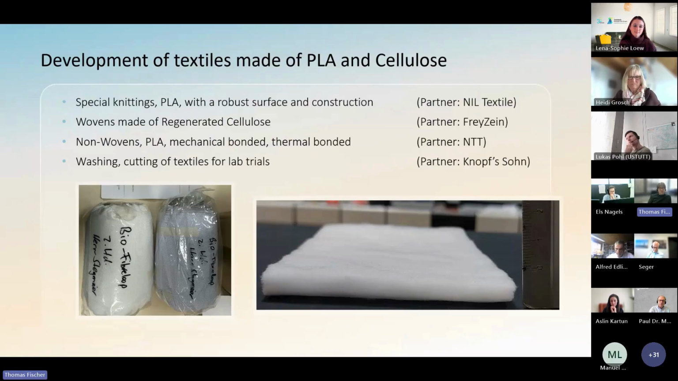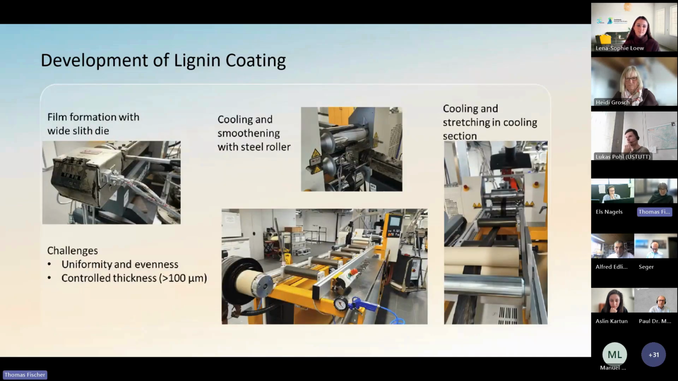In addition, we use PLA and cellulose, as I told you. Here we don't start with the spinning, but we use material and then we go into the process. And we have different processes. That's also a challenge for the digital twin. So we have non-woven materials, we have knitted materials, we have woven materials. So we have the variety of textile production processes here in our project. Here you can see some pictures of the process that will also be part of the digital twin later on.